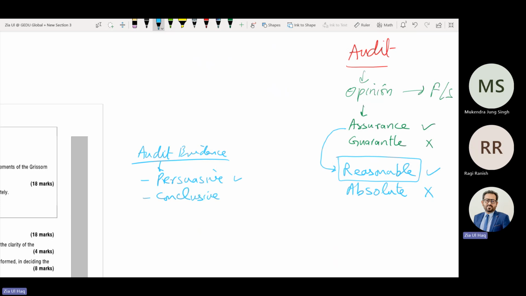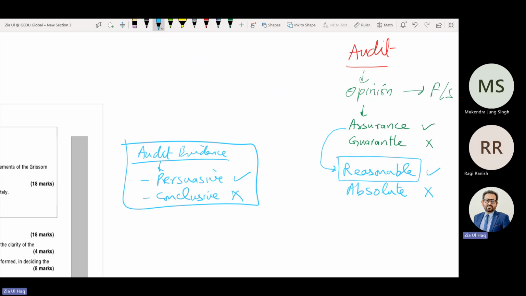Auditors obtain persuasive audit evidence rather than conclusive. Persuasive means less than 100%. Conclusive means 100%. It means our work is based on a sample, and a sample means less than 100%. We perform procedures on a sample of the whole population. We cannot test all the transactions. That's why we have persuasive audit evidence.